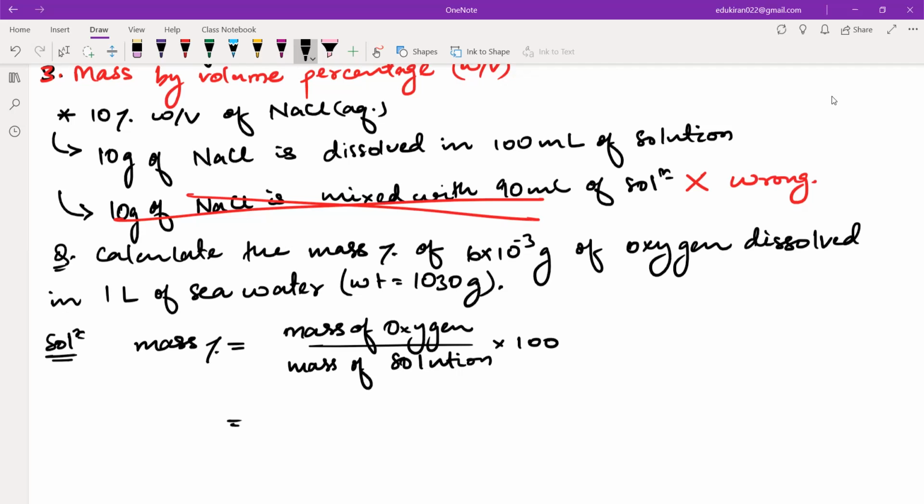So should we do like molar mass upon given mass, one molar mass? Is there any reason why you will do that? Simply just apply the formula. Molar mass is not written anywhere in this, so why are you asking about molar mass? It's just mass of oxygen divided by mass of solution into 100.